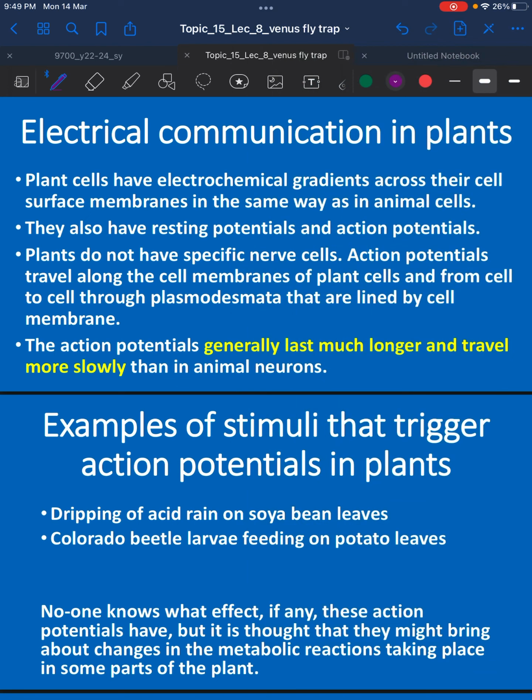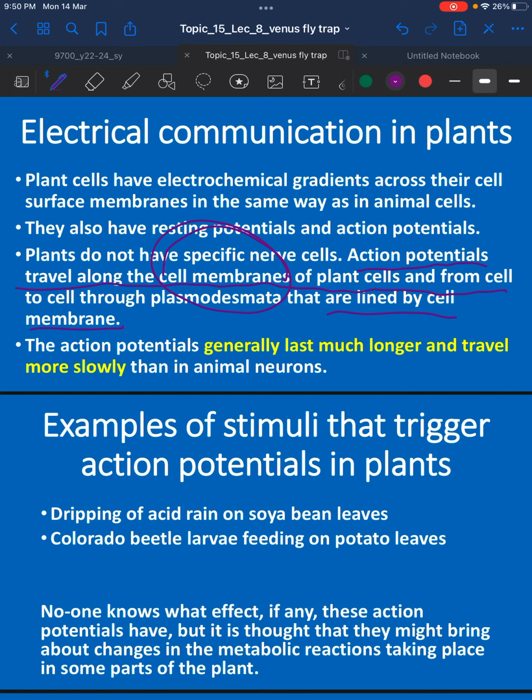If they don't have neurons or nerve cells, how does the action potential travel? The action potential travels along the cell membrane of plant cells, and from cell to cell through plasmodesmata that are lined by cell membrane. So in plants, action potential travels along the cell membrane or cell surface membrane.